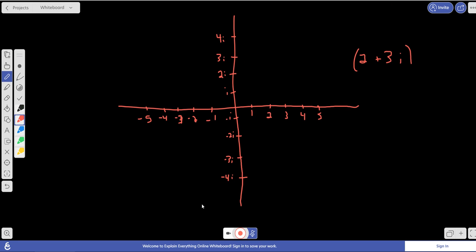Alright, so the last thing I'm going to go over is just a quick review of the complex plane. So if you remember complex planes, you have a complex number, maybe like 2 plus 3i, and we want to plot that on a graph.